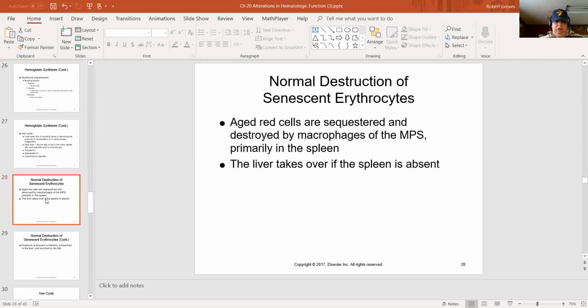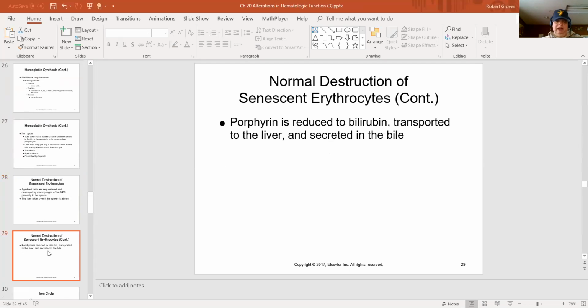There's a normal process by which destruction of old erythrocytes occurs. All of that destruction occurs in the spleen. If the spleen happens to be absent because it's been surgically removed, then the liver takes over the function of destruction of red blood cells. And then the hemoglobin, which remains when the red blood cell is destroyed, becomes porphyrin, and it's transported to the liver and then secreted in the bile.